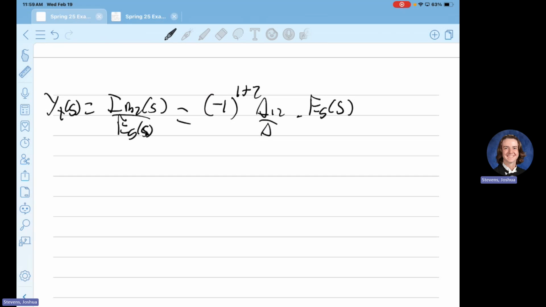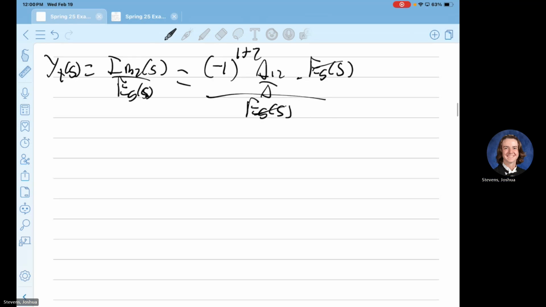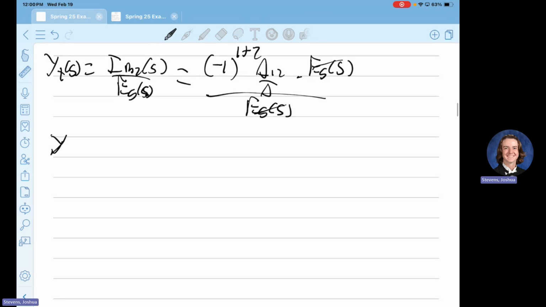And I can also prove it further. This is all over EG of S. Boom, boom. I found my Y trans admittance. Negative delta 1, 2 over delta. That's what we're looking for.